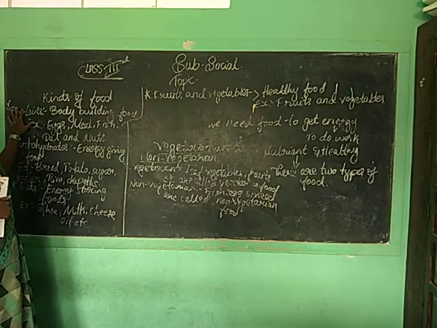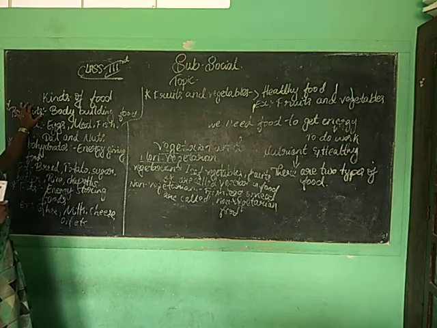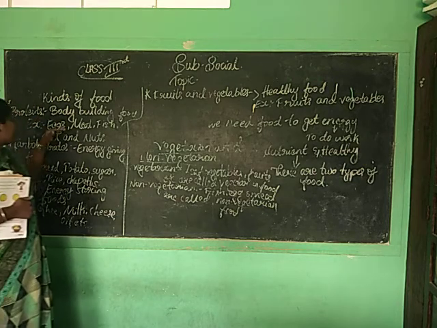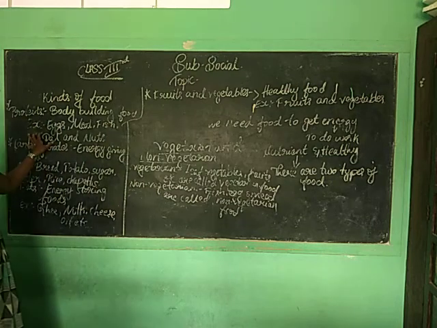Which are the bodybuilding foods? Proteins are called bodybuilding food. Examples of proteins are eggs, meat, fish, dal. What does dal mean?